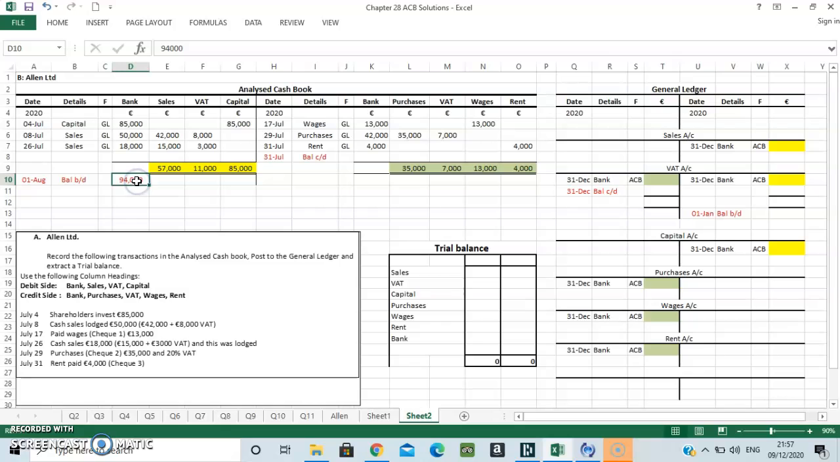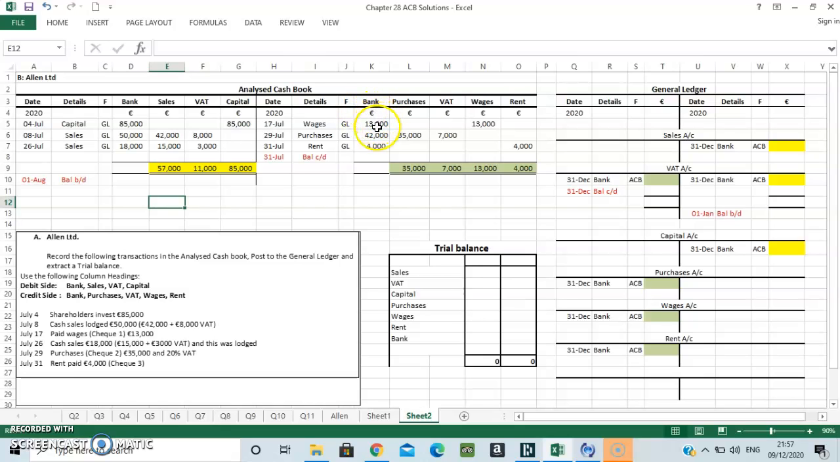Now, then you need to total up all of the columns. Now, I've already done this via Excel, so the total here for sales is 57,000. The total for purchases is 35,000, 7,000 for VAT, 13,000 for wages, 4,000 for rent.